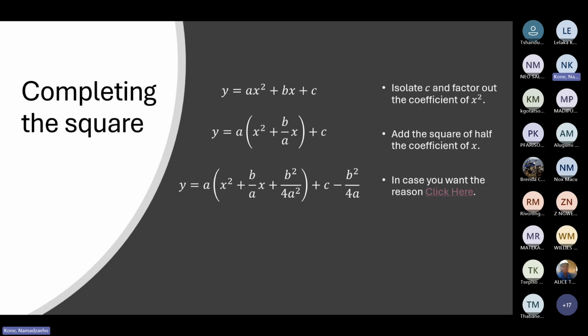And is everybody now happy why we are adding the square of half the coefficient of x? Yes, sir. So we can move on now. Yes. Right.